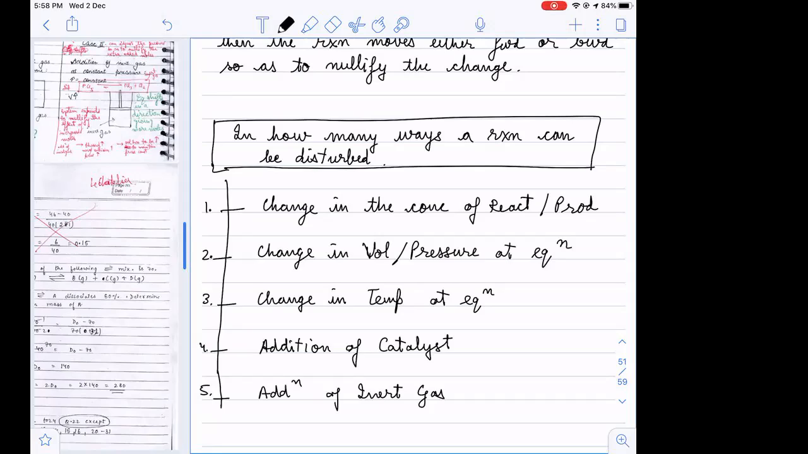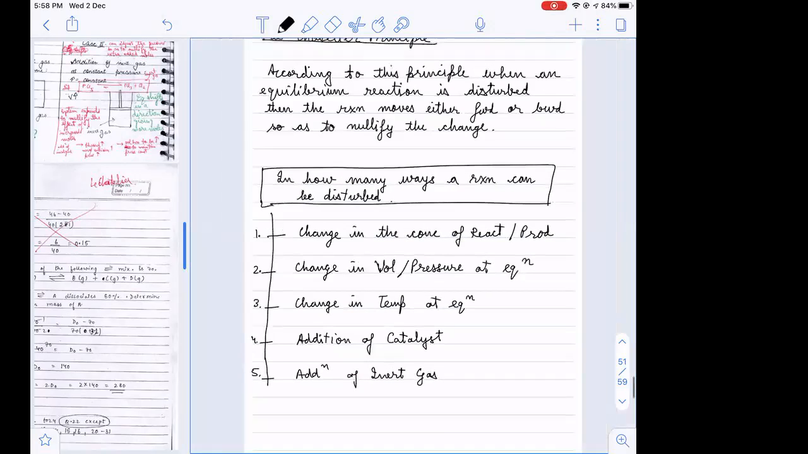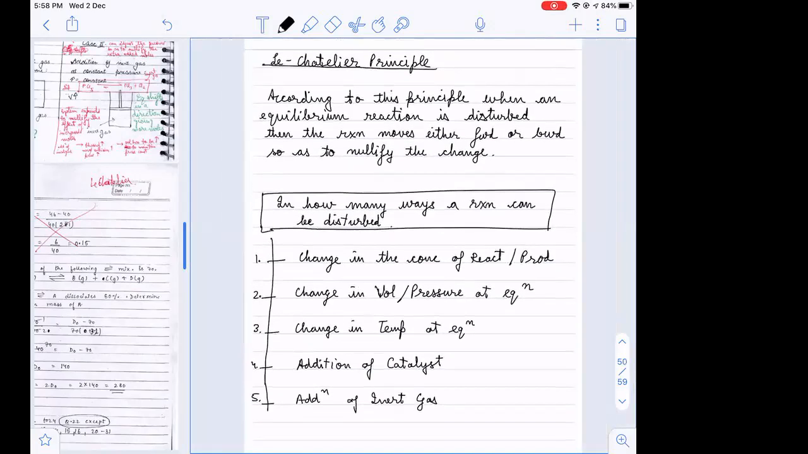Now, fifth is the addition of inert gas. Inert gas, like argon, helium, krypton, xenon. The inert gases do not react with any of the things. So we are going to see that as well: if you add an inert gas, where the equilibrium will move. Now, please just copy this: introduce the topic, Le Chatelier, write the definition, write these 5 points, then we'll discuss them in detail.